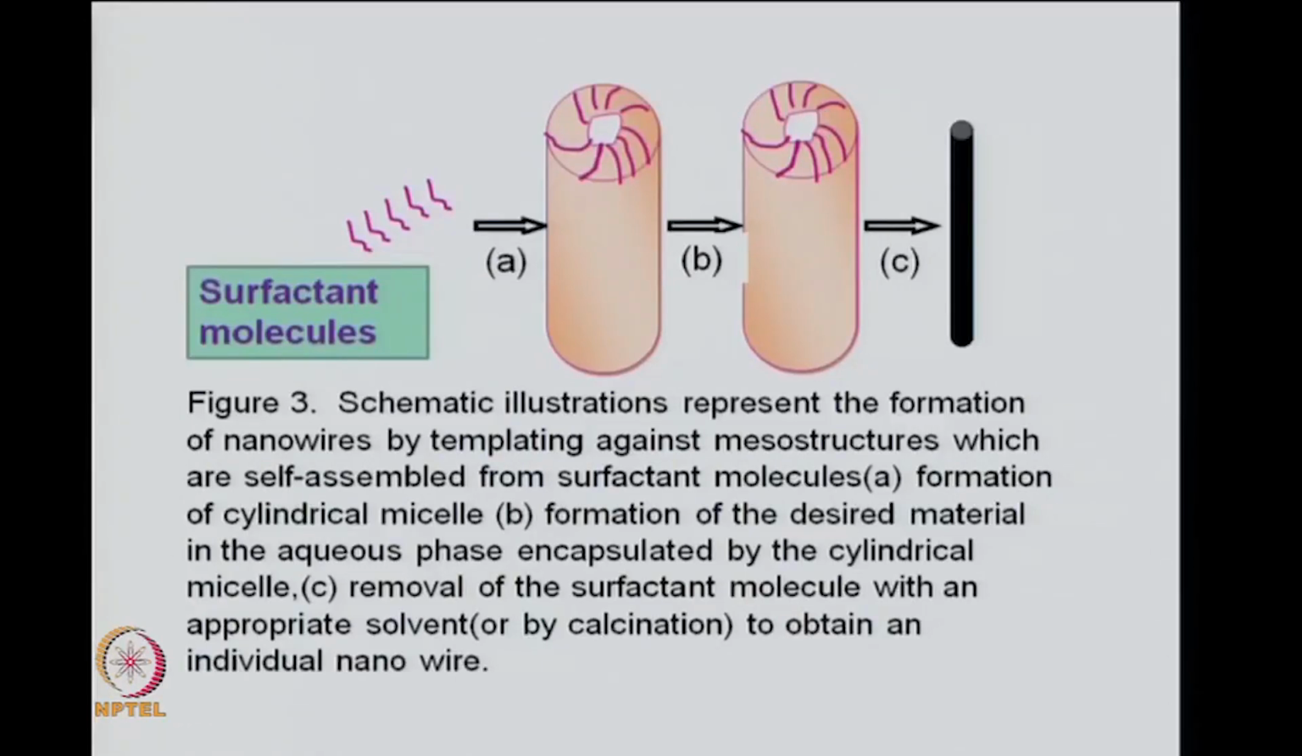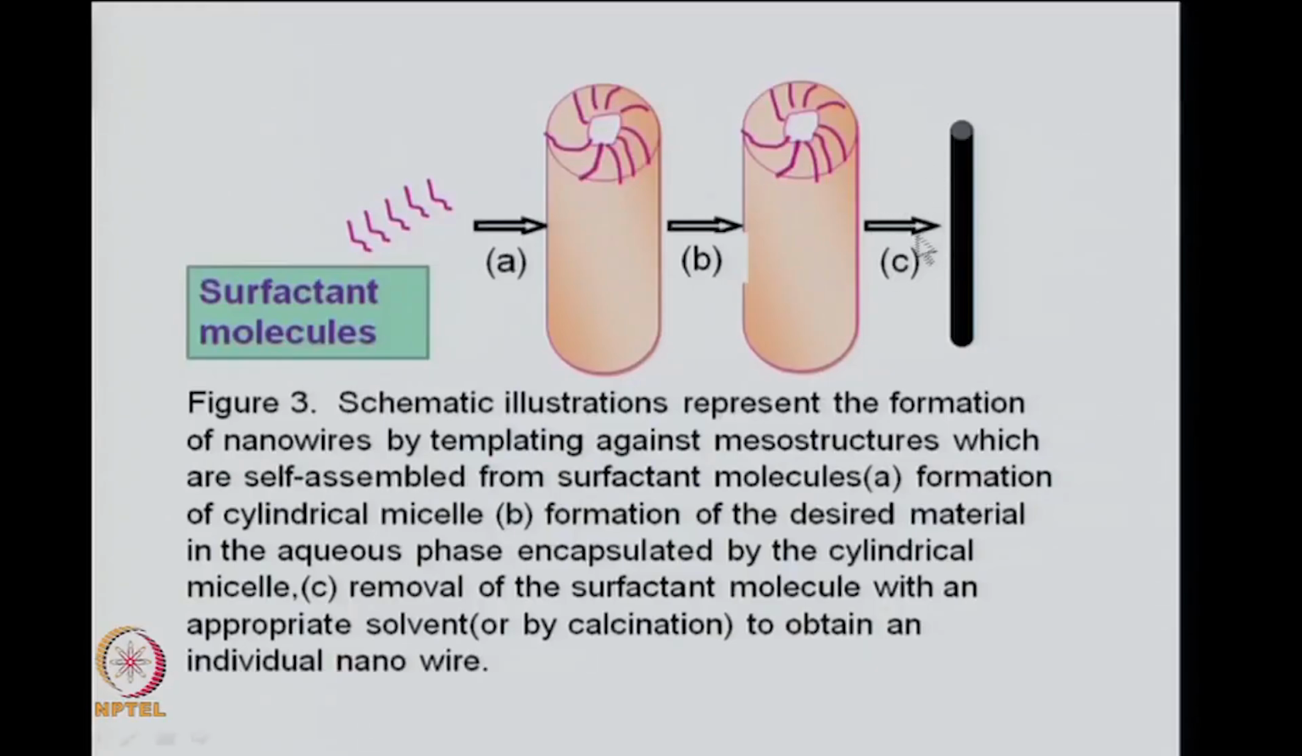So, this kind of cylindrical micellar structure ultimately yields a nanowire if the diameter of this wire is in nanometers, and most of the time you can get nanowires of 5-10 nanometers, and lengths you can vary from 100 nanometers to a few microns very easily.